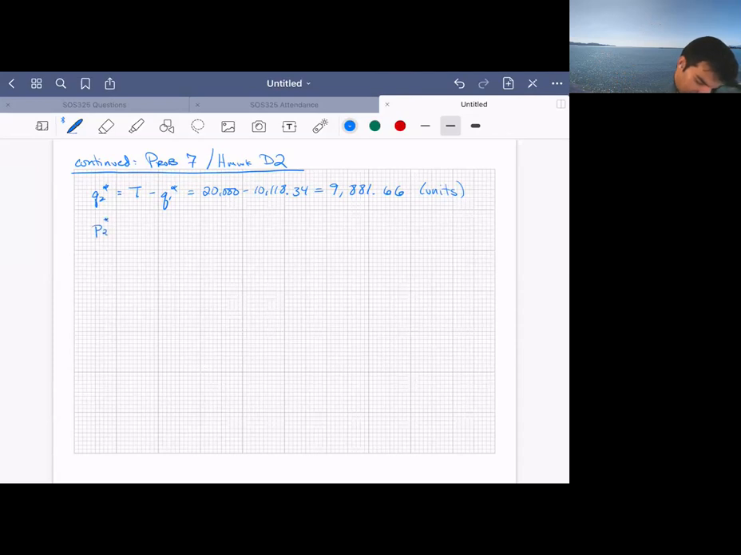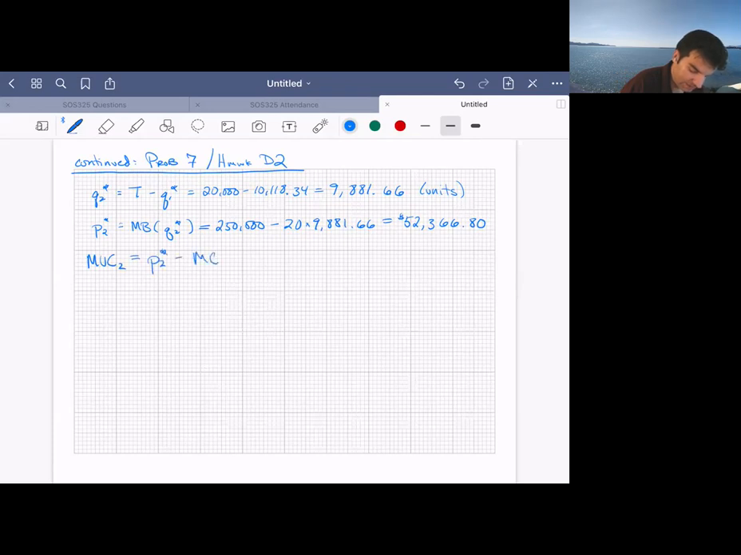So then how much does it cost? Well, I just plug into that same marginal benefit function the Q2 star, which is going to be that same 250,000 minus 20 times my new value, 9,881.66. And that gives me a blistering price of 52,366.80, and that is again per barrel. So the MUC, the marginal user cost or scarcity rent in year 2, is that price minus the marginal cost in year 2. And the marginal cost of extraction is fixed at 100, regardless of how much I extract. So I get 52,266.80 for my marginal user cost in year 2.